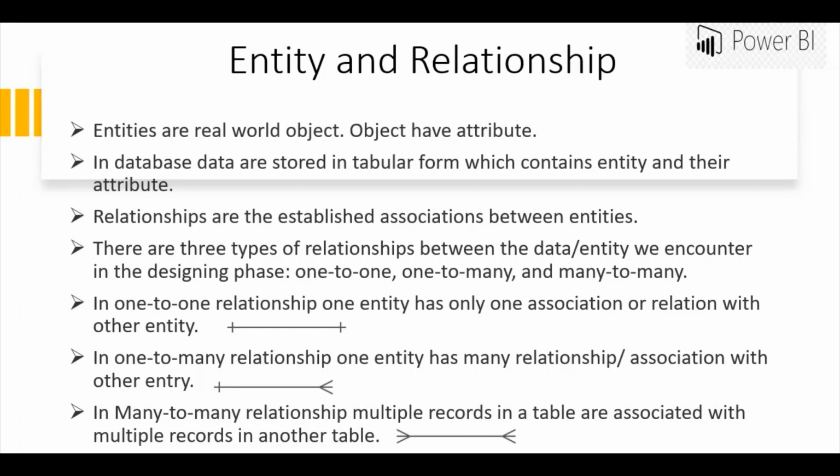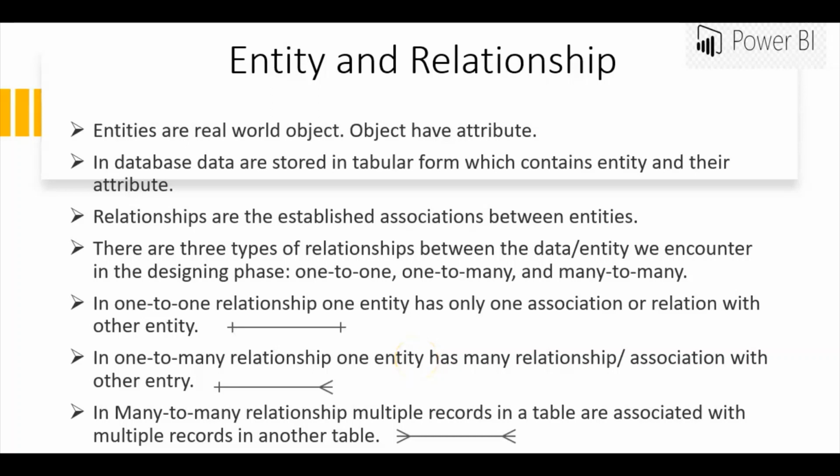The second point is that in a database, data is stored in tabular form which contains entities and their attributes. So in a table, data is stored in rows and columns. Each row represents an entity and each column represents an attribute.